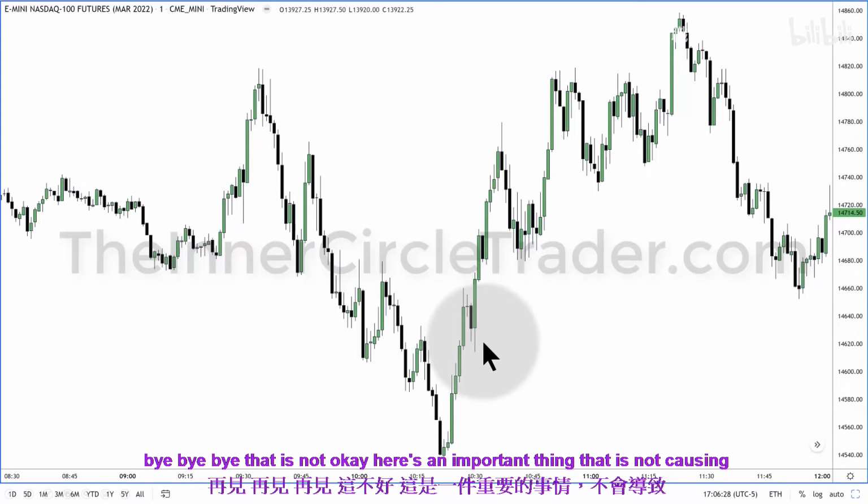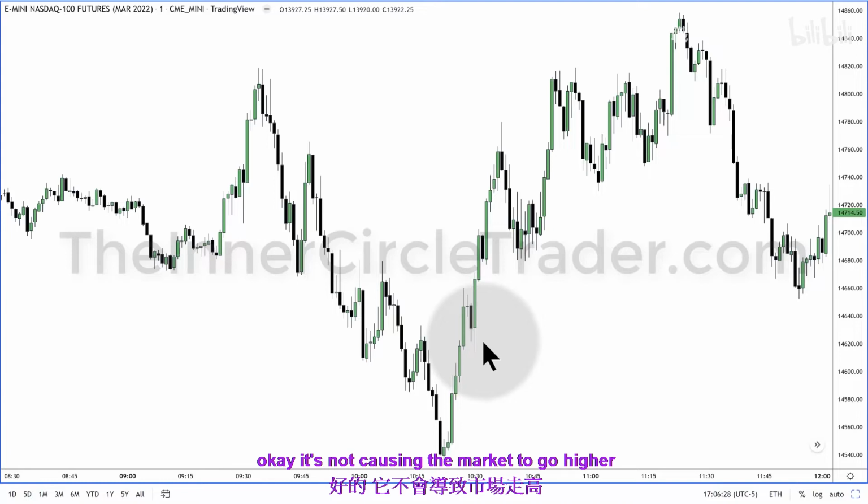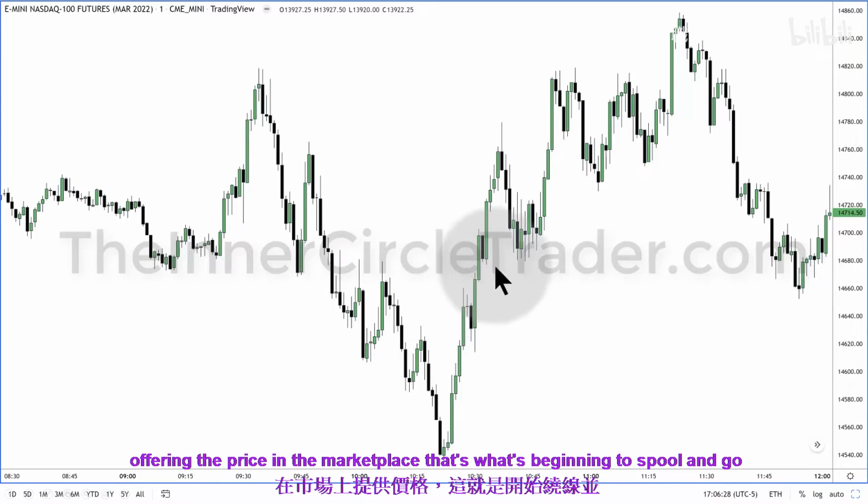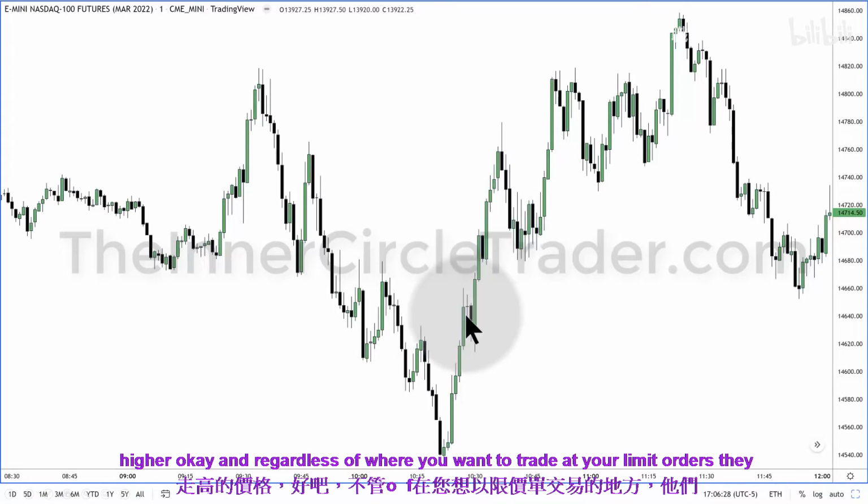That is not, okay, here's an important thing. That is not causing, okay? It's not causing the market to go higher. It's just volume that's coming in. The algorithms that deliver price, that offer price, they're constantly offering the price in the marketplace, that's what's beginning to spool and go higher, okay?